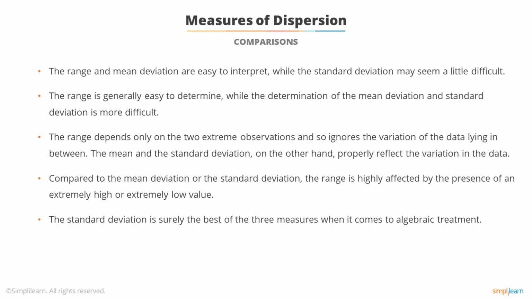The range depends only on the two extreme observations and ignores the variation of the data lying in between. The mean deviation and the standard deviation, on the other hand, properly reflect variations within the data. Compared to the mean deviation or the standard deviation, the range is highly affected by the presence of an extremely high or an extremely low value. And the standard deviation is surely the best of the three measures when it comes to algebraic treatment.